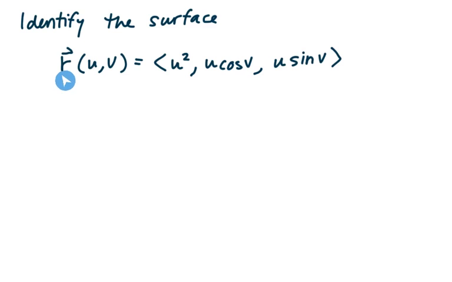Let's look at another example. Here, we're given our parametrized surface, and I just wrote it using component form instead of the IJK form. Maybe my F component is U squared, my G component is U cosine V, and then H of UV is U sine V. Thinking about what these each represent, what is the shape of this surface? What are we seeing with my Y and Z values? What do I see with my X value?